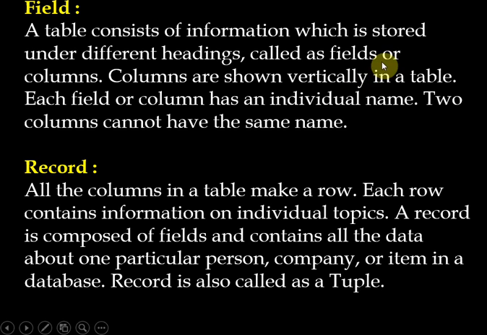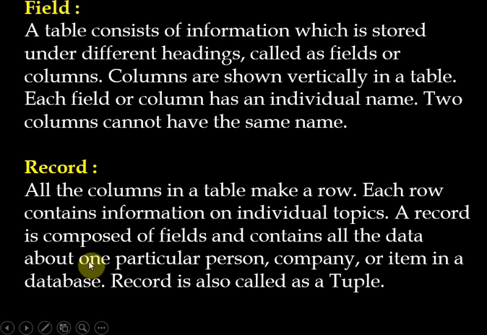Now a field, as I told you, in a table consists of information which is stored under different headings, called fields or columns. The columns are shown vertically in a table, and each field or column has an individual name. Two columns cannot have the same name, because each field or column has an individual name.